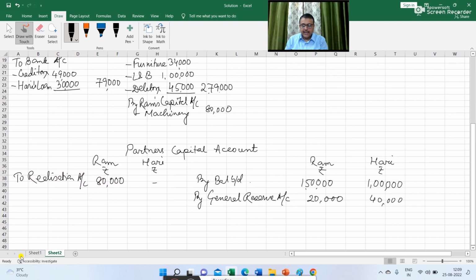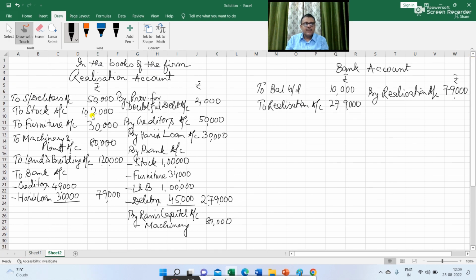Next adjustment is the expense of realization amounting to rupees 4,000. So journal entry is realization account debit to bank, and this is for expense of realization. This is rupees 4,000. So in bank account we have to record by realization account rupees 4,000.